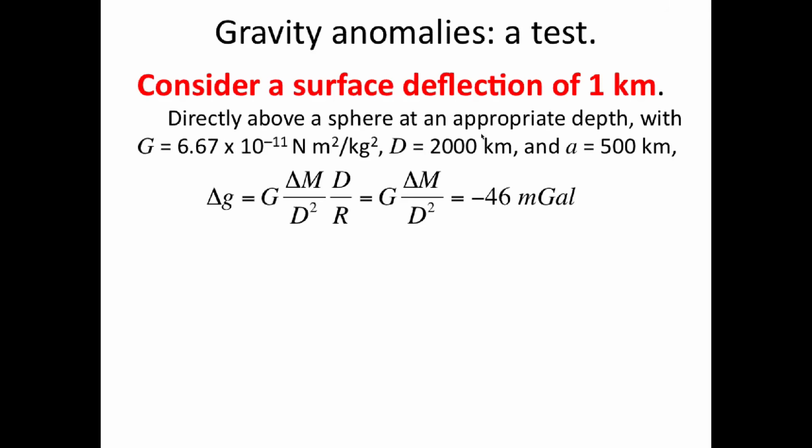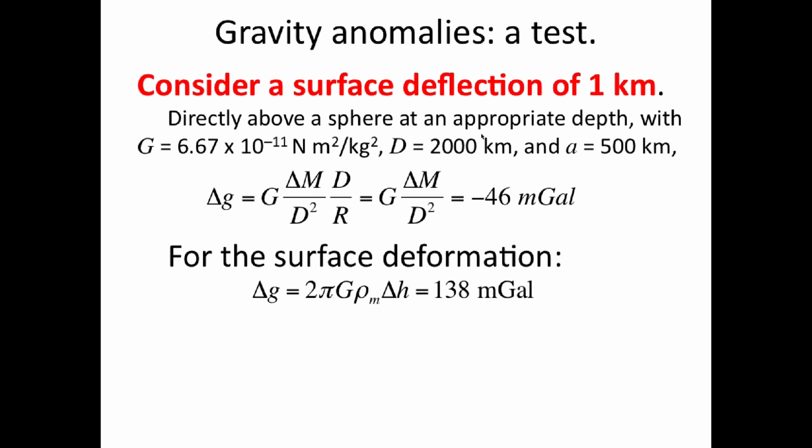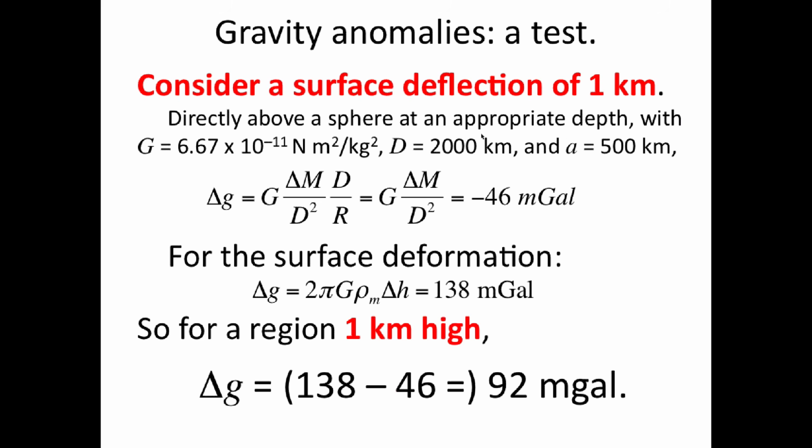If we just look directly over the sphere, calculate gravity, we get a negative anomaly due to the mass deficit in the sphere, 46 milligals. It's not a small number in gravity. But the surface topography, 1,000 meters, will get us 138 milligals. Of course, we all know how to add a negative number to a positive number. The gravity anomaly should be 92 milligals for this particular case. If the surface is a kilometer high and it's deflected by stresses that arise from something like a sphere, it doesn't matter what the shape is, rising in the lower mantle.